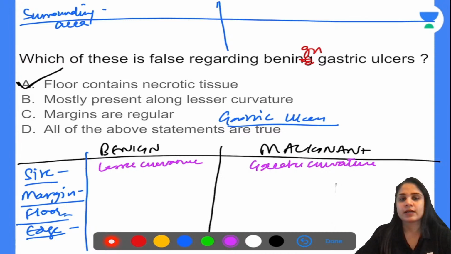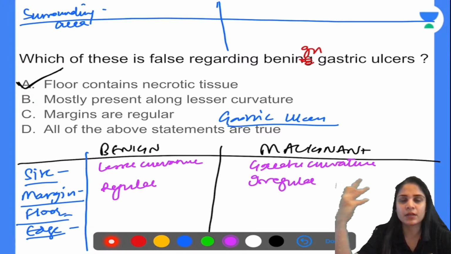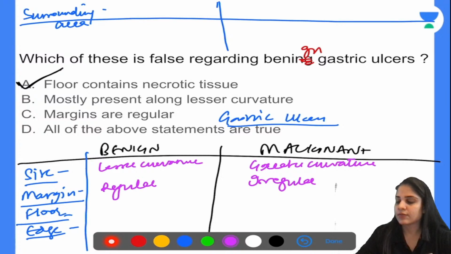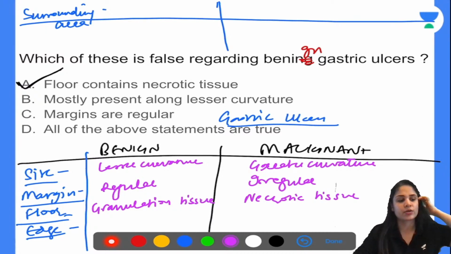All right. How are the margins? This is very simple. The margins of a benign gastric ulcer will be regular margins, and anything that is malignant will always have irregular friable margins. Then the floor of the benign gastric ulcer will have normal granulation tissue, and malignant ulcer will have necrotic tissue. That's how it shows that it is aggressive and malignant, by all these irregular margins, necrotic tissue, all of this.